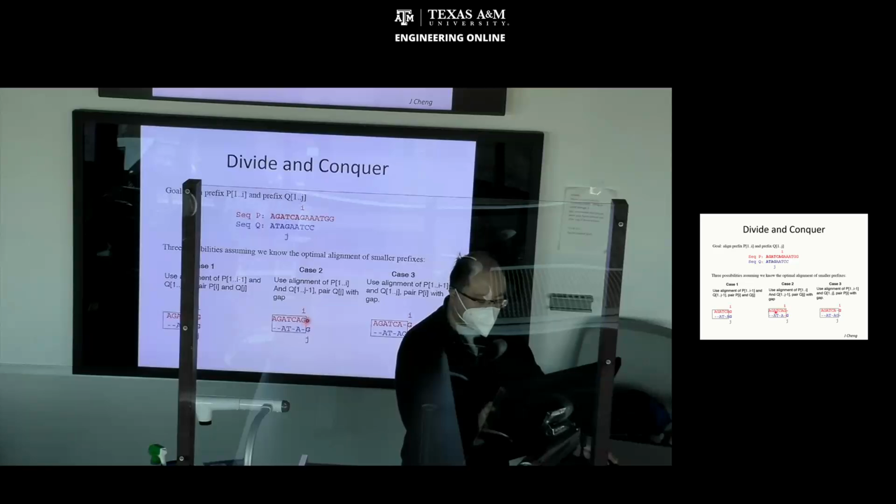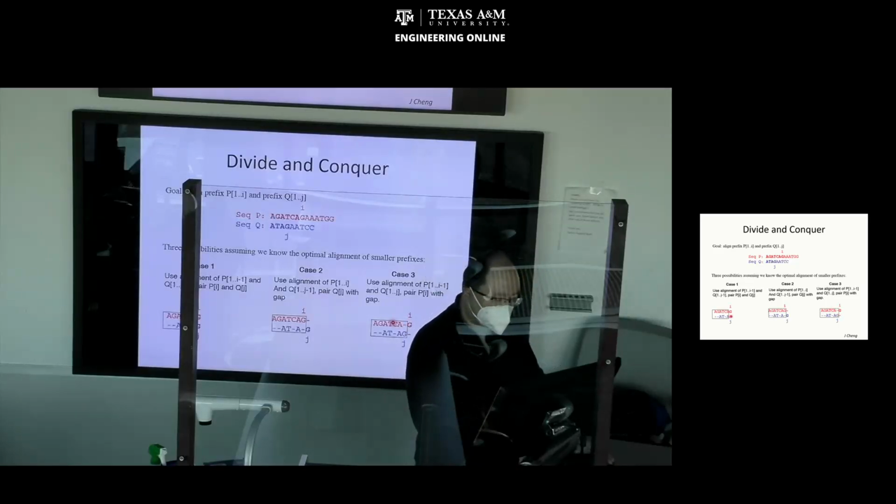Or, all of P1 through Pi is used, and Q still has one more left. So that means P1 through Pi is aligned to Q1 through Qj minus 1. Then I have to align a gap of P to Qj. Is that right? In this case, the P1 through Pi minus 1 is aligned to Q1 through Qj. So the last character of Qj is already used. So I have to align a gap of Q to the last character of P, right?